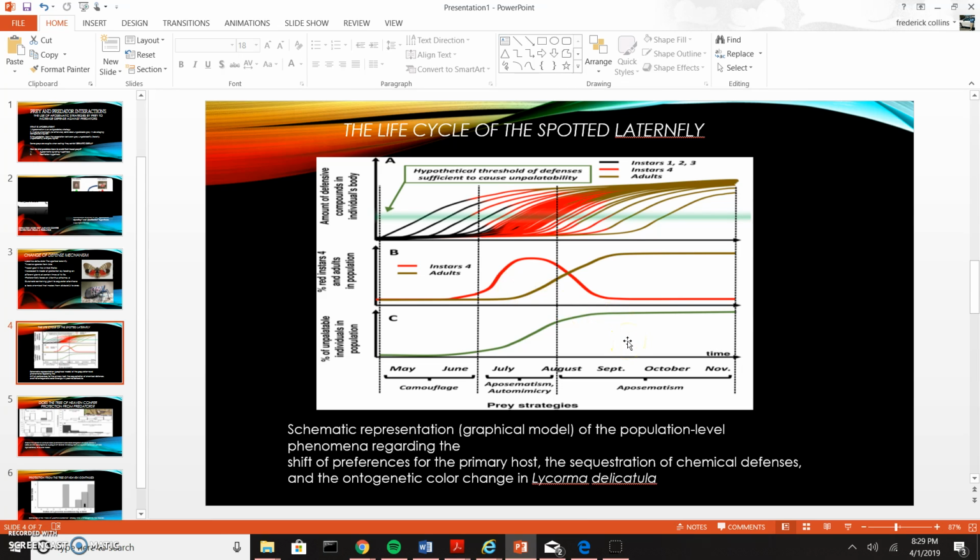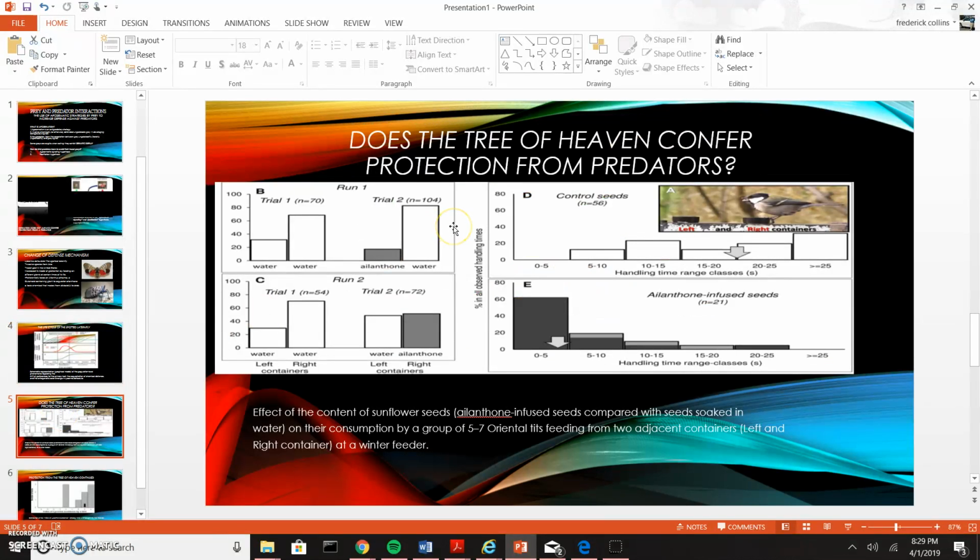So when you compare the amount of ailanthone in the developing spotted lanternfly in its young stage, from instars 1 to 3, it is smaller than in its adult form, and we can see there's a hike over here on the graph that I'm showing. So how did researchers come up with a plan to know that the tree of heaven is actually conferring protection to the insect from predators?